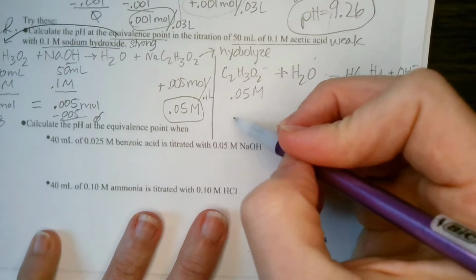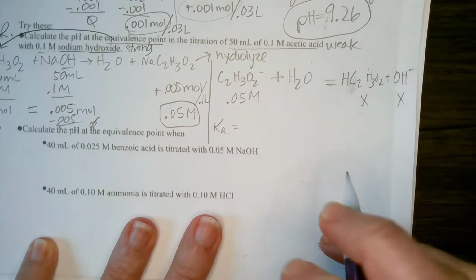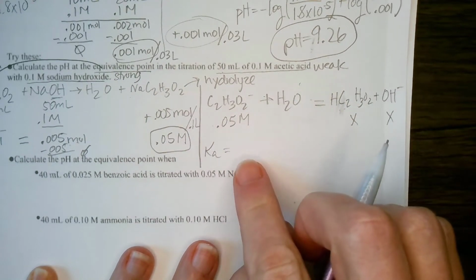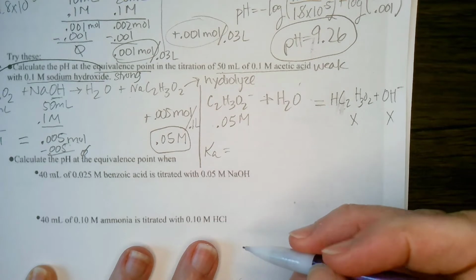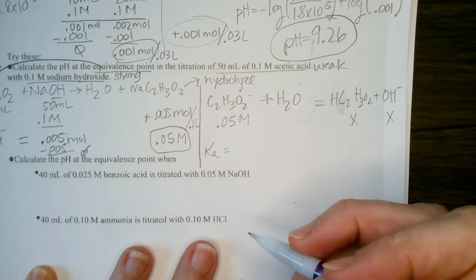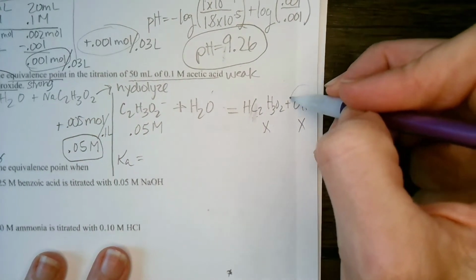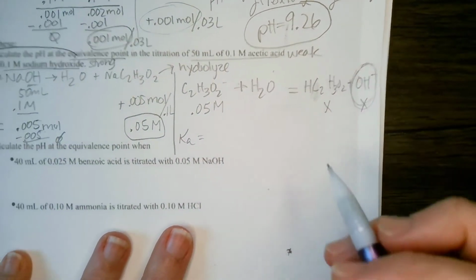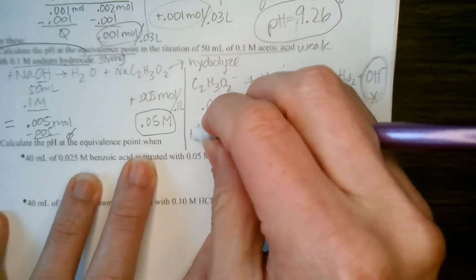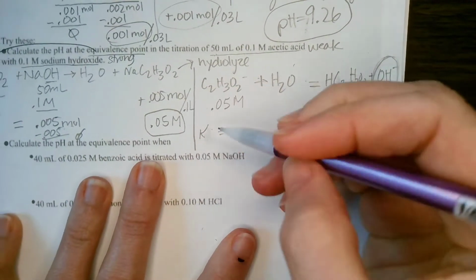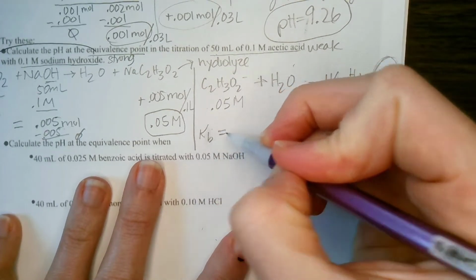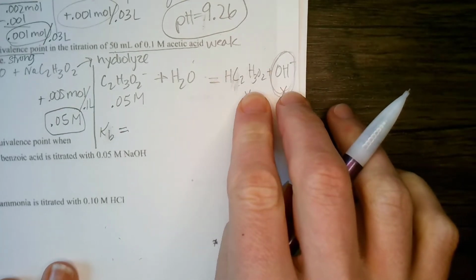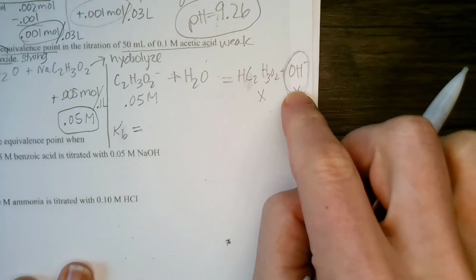All right, now we need to look at the Ka for acetic acid. We look in Appendix D, and we see that the Ka is 1.8 times 10 to the negative fifth. But this has got to be a Kb expression because we're producing hydroxide. So actually, what we want to find is Kb, right? Because we're producing hydroxide. When we have our products over reactants, we are finding hydroxide.